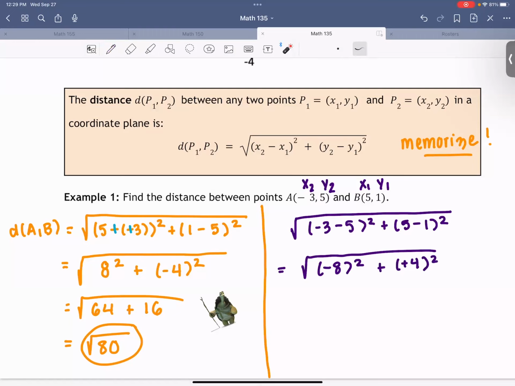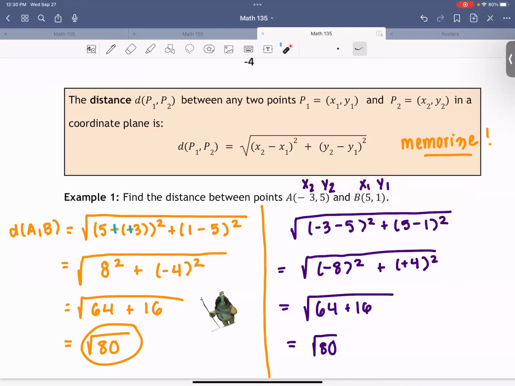If you see the difference between these two, the only thing that changed is instead of 8, I have -8, and instead of -4, I have +4, but we're squaring them anyway, so it doesn't matter which one's negative and which one's positive, right? I'll still get the square root of 64 plus 16, which is still the square root of 80. So it doesn't matter which one's P1 and which one's P2. The only thing that does matter is that if this one's X2, the Y value has to be Y2. It can't be Y1. And if this one's X1, the Y value for that point has to be Y1. You can't have X1, Y2.